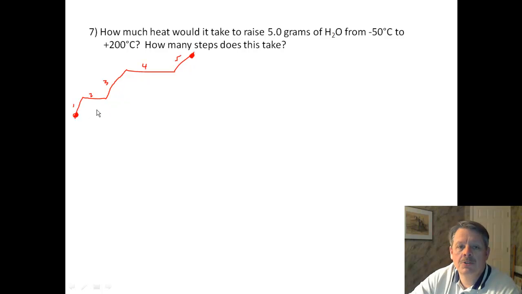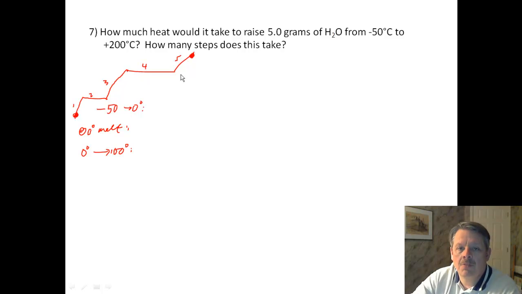Well, the first thing we're doing is we're taking ice, which is at negative 50 degrees, and we're going all the way up to 0 degrees. And so that's the first step we're doing. Then, at 0 degrees, we're melting. So that's our second step. So now we're here. And now what we have to do is heat up water. So our water is going all the way from 0 degrees to 100 degrees, and that's as a liquid.